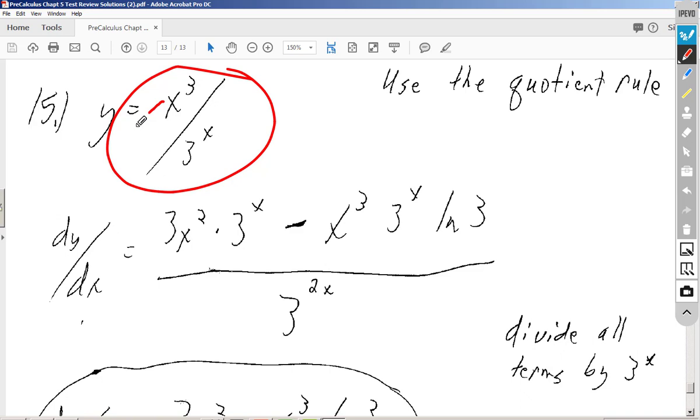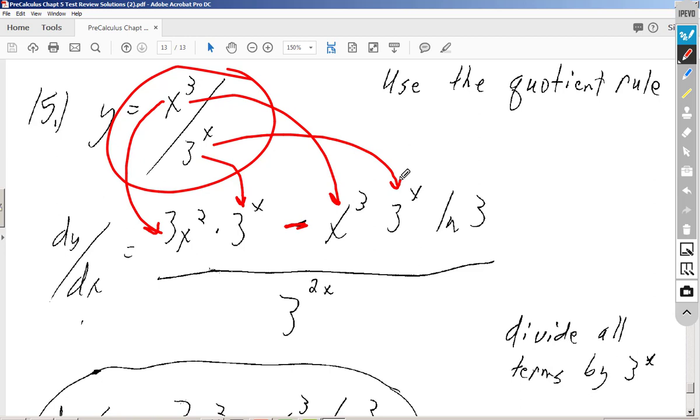So the derivative of the first equation is going to be 3x squared. Now leave the second exponential equation the same, 3 to the x. Next comes my minus. Now I'm going to leave my first equation the same, x cubed. I'm going to take the derivative of my exponential equation, which is 3 to the x, and it's also times the ln of 3. Now this is going to be all over the denominator squared. So the denominator squared is 3 to the 2x.